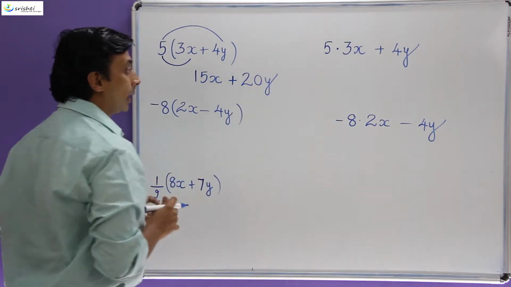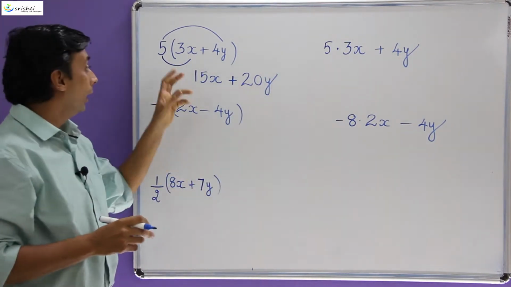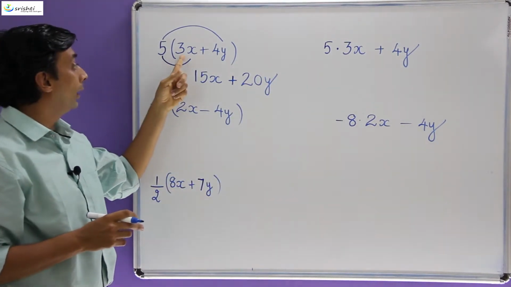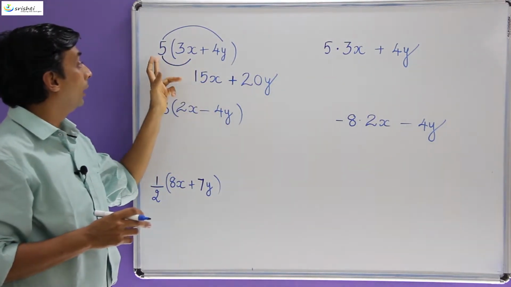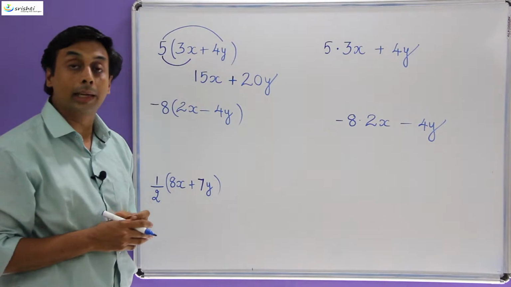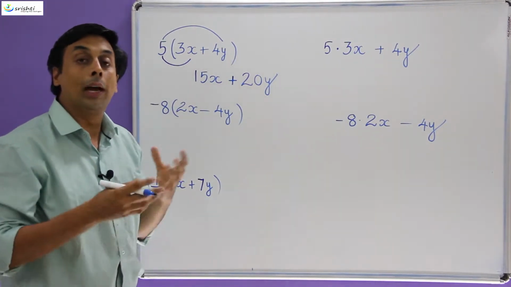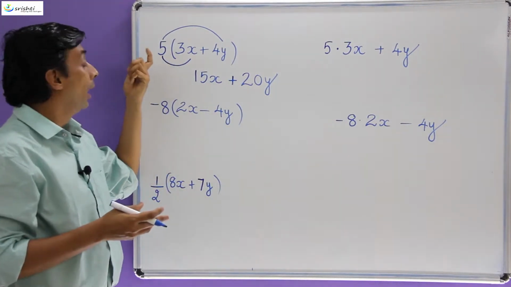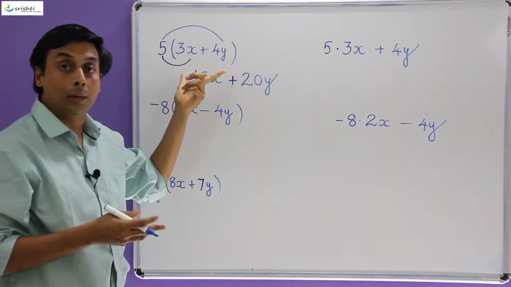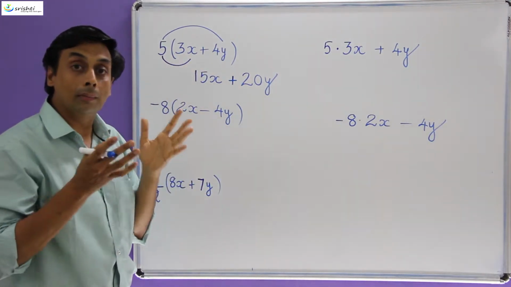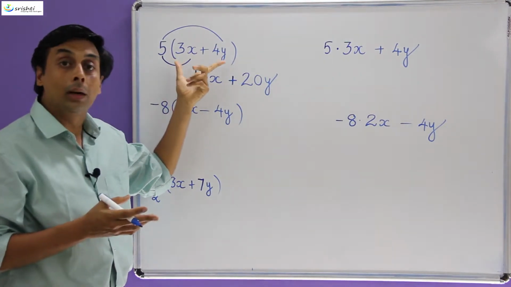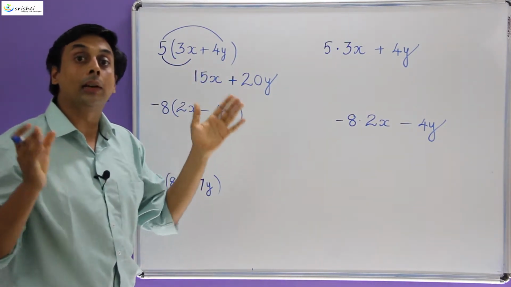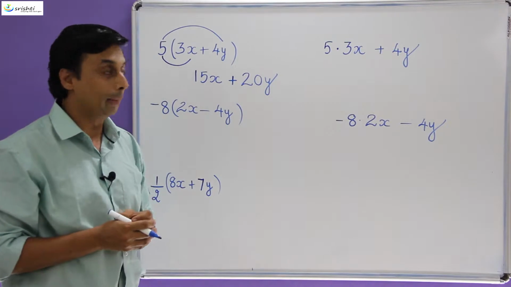So the first mistake that students tend to do is they only tend to multiply this 5 with 3, which gives them 15x, but they don't multiply this 5 with 4. So that's a mistake. When you open up the brackets, you have to multiply the term which is outside the bracket with both the terms, because the bracket basically means the operation has to be performed for all the terms within the bracket. It is like an inclusion symbol in mathematics.